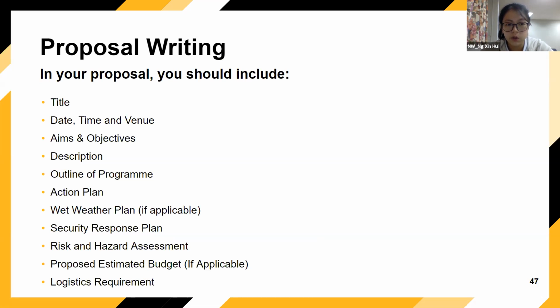Most of the things to include in your proposal were the components of planning that I have previously introduced to you. So these are the more detailed things that you have to include in your proposal, such as the title, date, time, and venue. So for aims and objectives, you have to align it with the SMART goals that you have learned before.